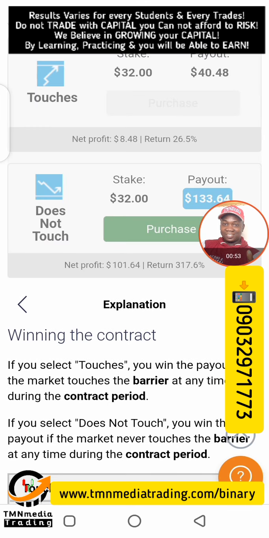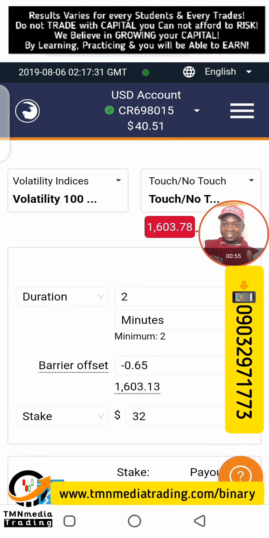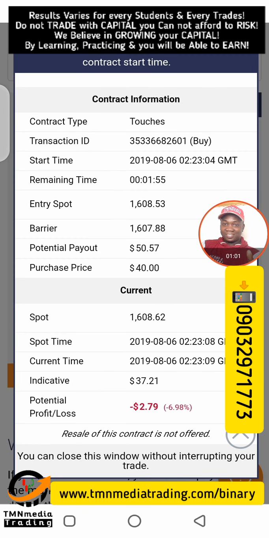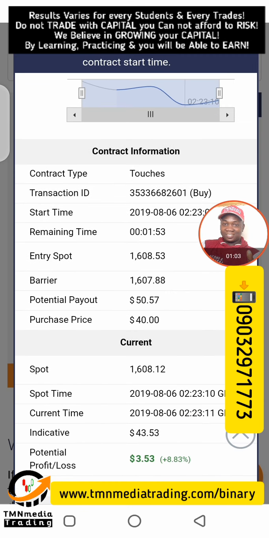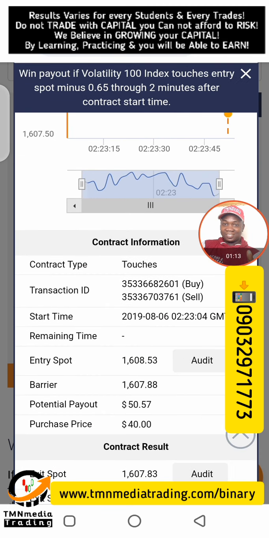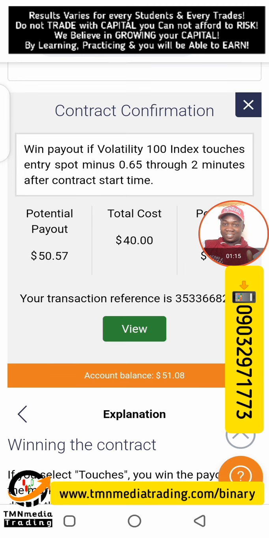I started with 25, so I'm still going to do more trades. I'll be right back. Okay, I just placed another trade. Let's see how fast it pulls up. I may have to pause if it's taking long. Okay, the trade has pulled through. Now I have $51.